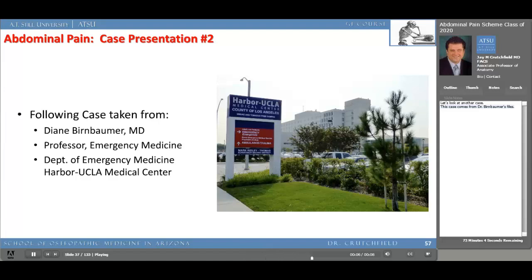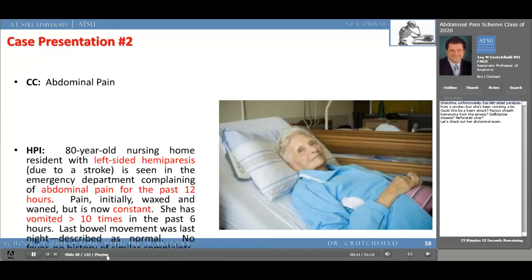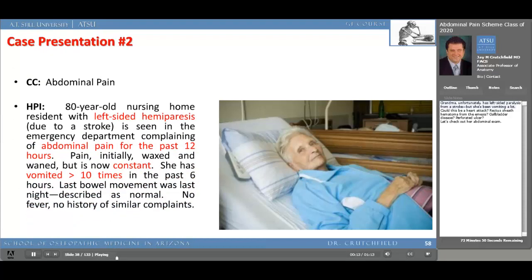Her last bowel movement was last night. She said it was normal. There's no fever, and there's no history of similar complaints in the past. Her past medical history is notable for a stroke, and that has made her sadly bedridden. Social history, not relevant. No surgical history. Medications, an aspirin a day, and she has no drug allergies.